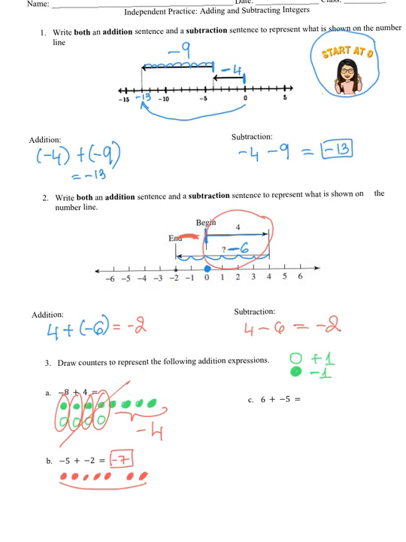See, we have 6, 1, 2, 3, 4, 5, 6 open circles, and -5, 5 shaded circles. Form the 0 pair, take it away, and this is your answer, 1.